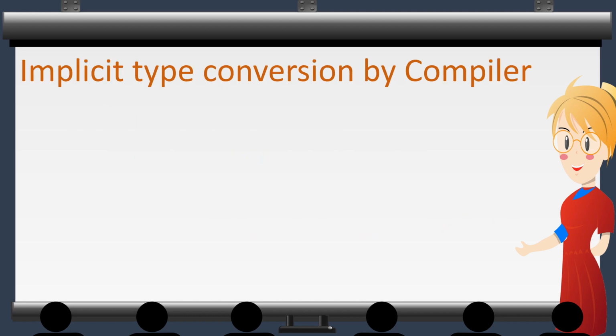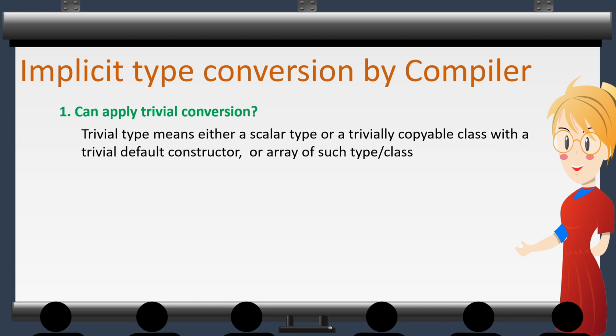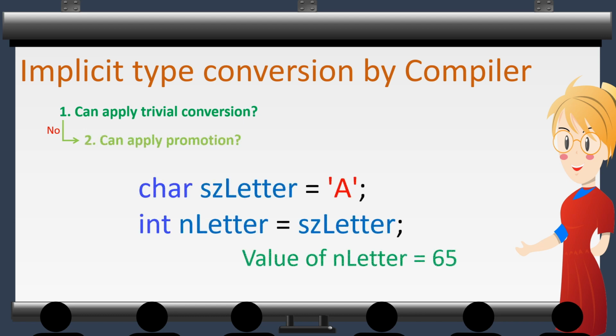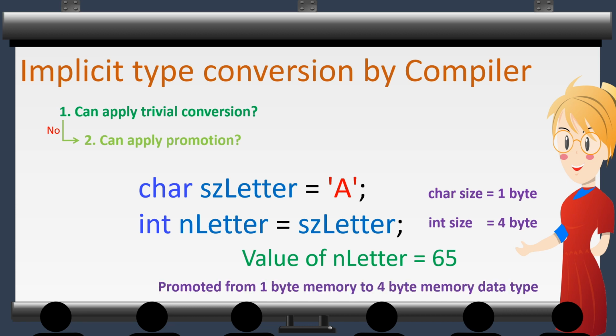Let's see how the compiler attempts to perform the type conversion. First, the compiler checks whether trivial conversion can be performed. Trivial data type means it is either a scalar type or a trivially copyable class with a trivial default constructor or an array of such type class. If trivial conversions are not possible to be applied, the compiler shall check whether data type promotion can be applied. Promotion means conversion to a data type of higher storage size. An example is char data type to integer data type.